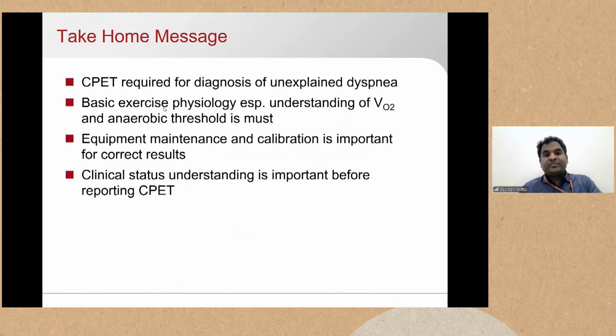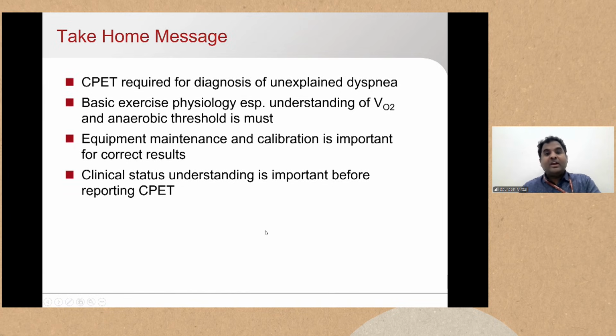Just to conclude, we need to understand that CPET is required in general practice most commonly for diagnosis of unexplained dyspnea, but a lot of times it will be required pre-operatively, for exercise prescription, for transplant and other indications. As a pulmonologist, we need to understand the basic exercise physiology while we are doing and interpreting the test, because otherwise we will not be able to do and interpret it properly. The equipment has to be calibrated, because if it is not calibrated, you will have wrong values.